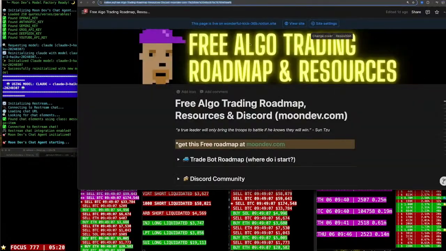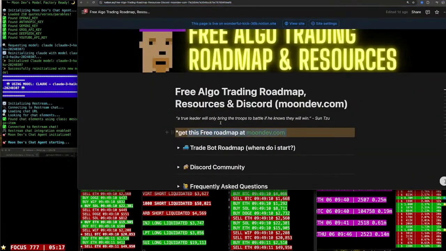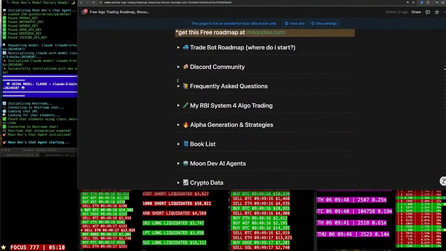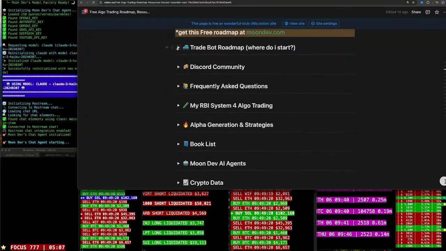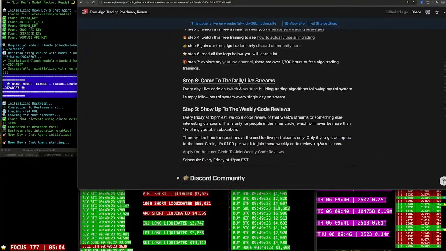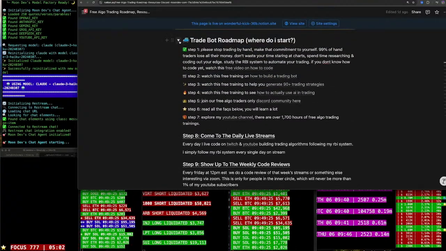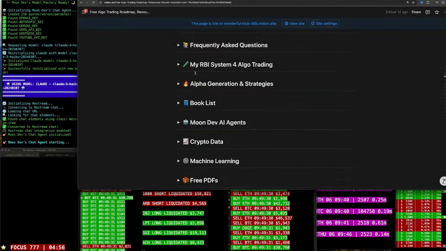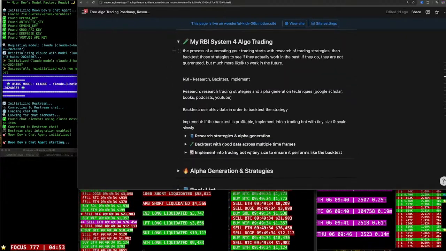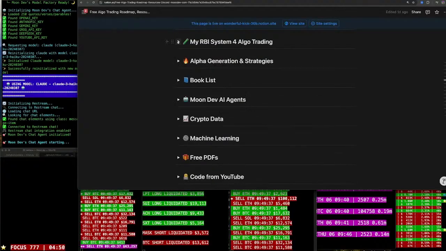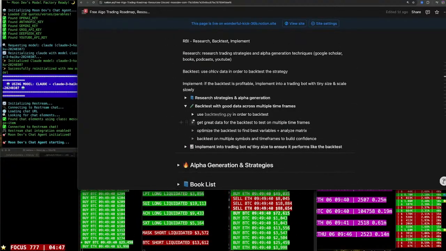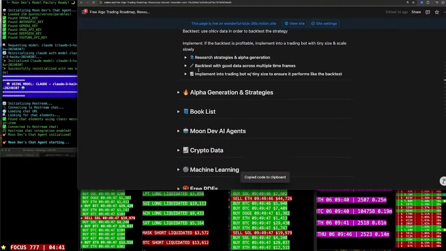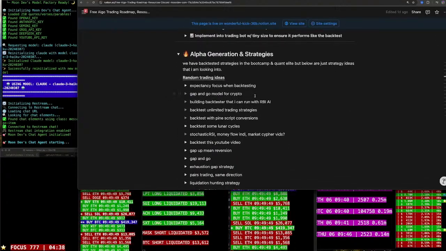The resource here is actually at moondev.com, just moondev.free. It's a free roadmap, and you can get a lot of the things that I've covered today. For example, the first questions, you can jump into a community, the roadmap, a full course here. So this is all 100% free, like the title says. And frequently asked questions, some more questions should you have. My RBI system, the process of automating your research, backtesting, and implementation. And right here, there's actually a piece of code that shows you how to backtest, so you can copy it. And what I'm going to do is go here to the alpha and strategies, and these are some of the ideas I was telling you about.